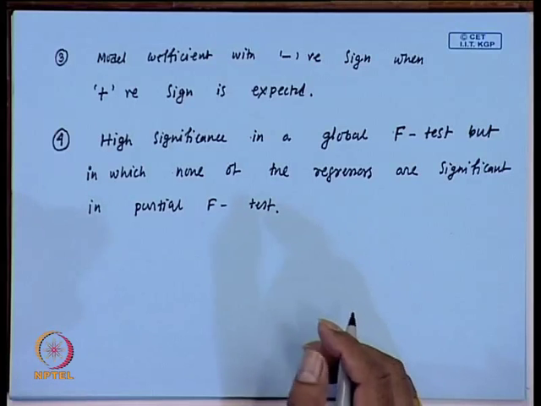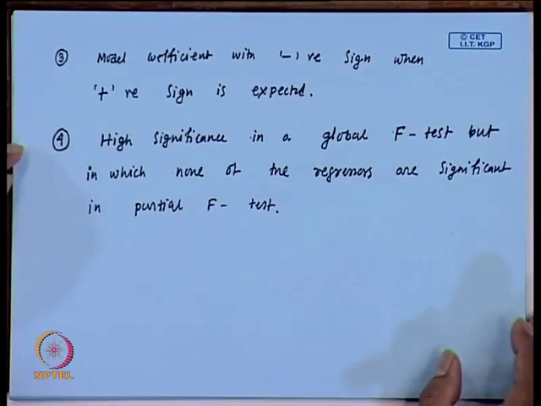Okay, so I'd like to illustrate this point also. It says that there is high significance in the global F test, but none of the regressors are significant in the partial F test. For this one, I want to recall one example from the multiple linear regression model. There is only one example I talked about in module 2, in the multiple linear regression model, and I am going to recall that example.